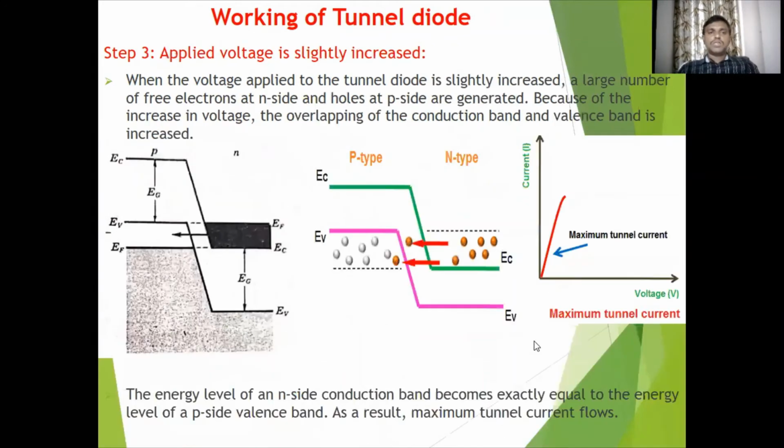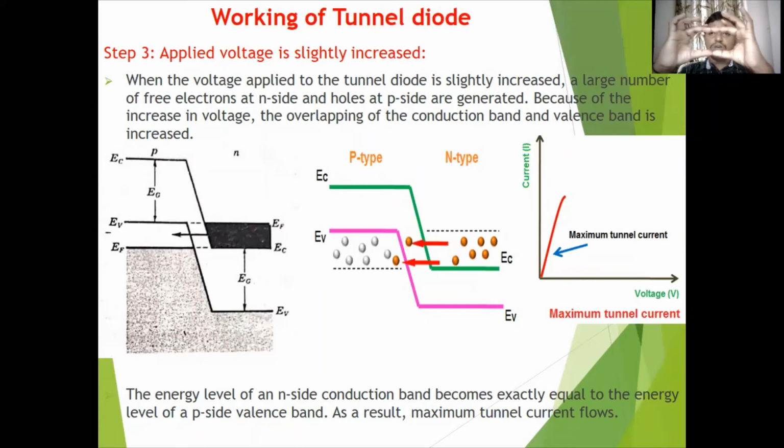And we have the third case, where the applied voltage is slightly increased further. When the applied voltage slightly increases, there will be a coincidence of both. This one is the n conduction band and this one is the p valency band. So like this, there will be a direct overlapping. That means the p side valency band and n side conduction band will be like this.